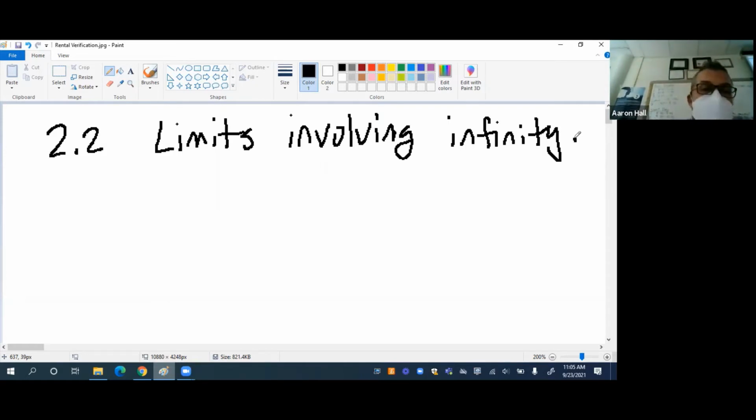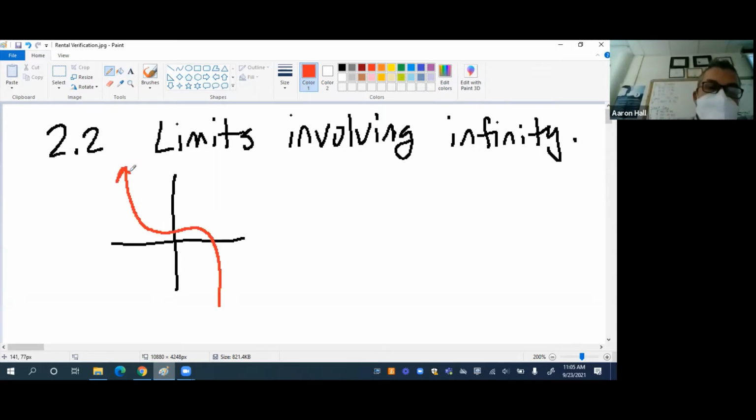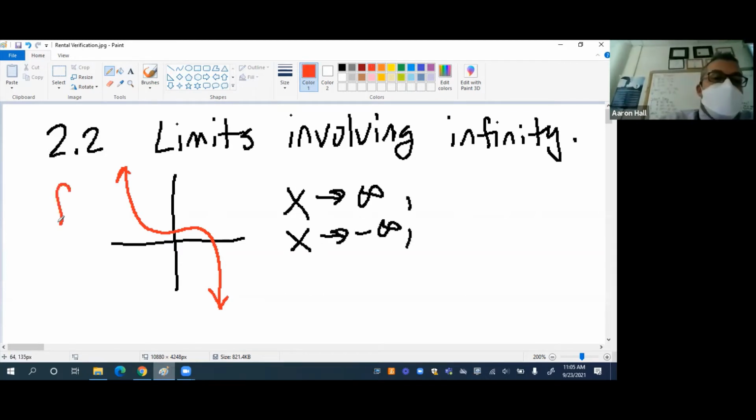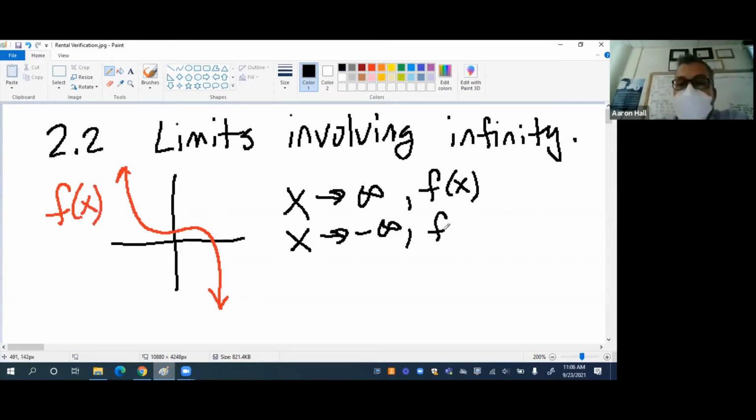If I have some graph like this, and we're examining the end behaviors, then the first part of my description is always going to be the same. I'm going to say x approaches infinity and x approaches negative infinity. Do you remember this? Does this ring a bell at all from last year?